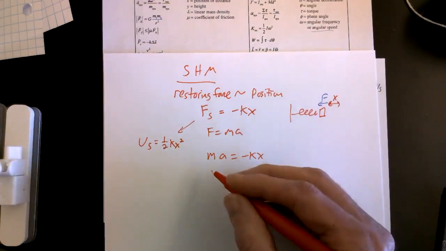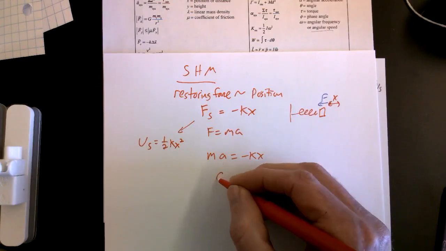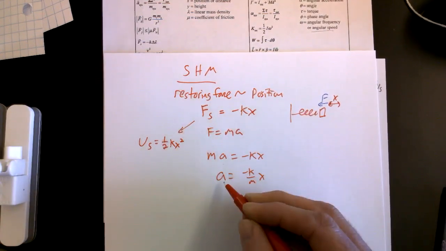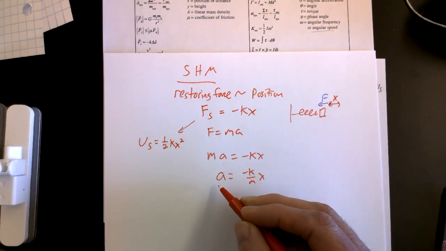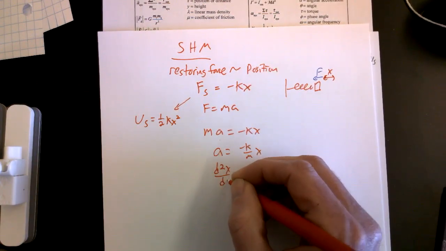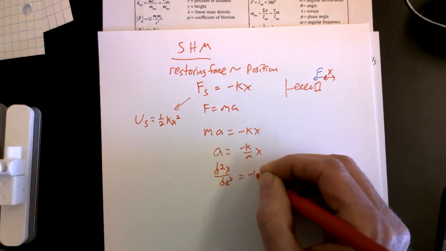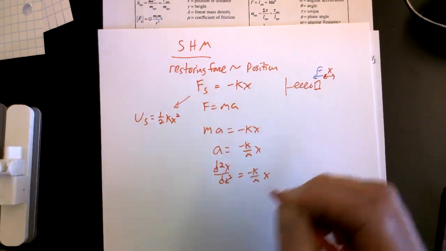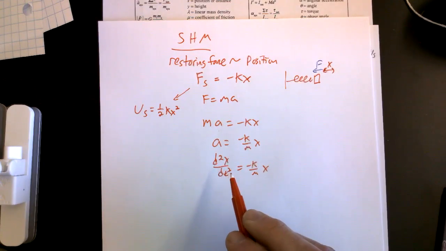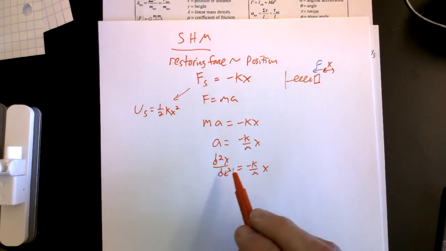But down here, let's isolate this and say that a is minus k over m times x. Remembering what's buried inside of a in terms of calculus, a is d squared x dt squared equals minus k over m times x. So if we're going to solve this, this is a differential equation. Sometimes they'll have you write a differential equation. I think I'll make a separate video about that and not solve it.